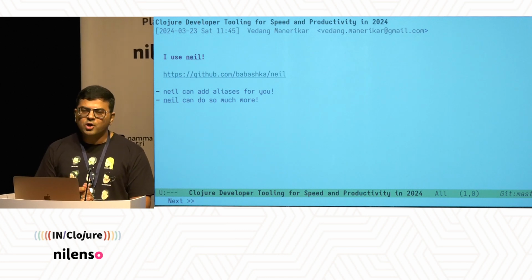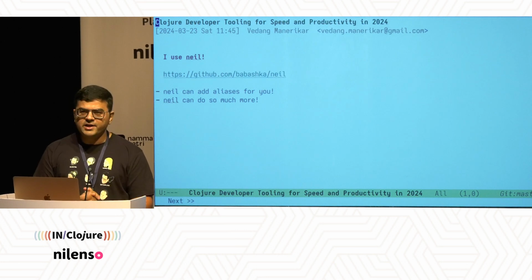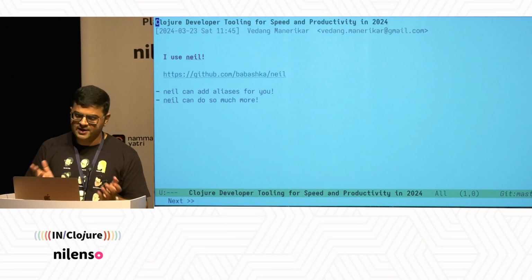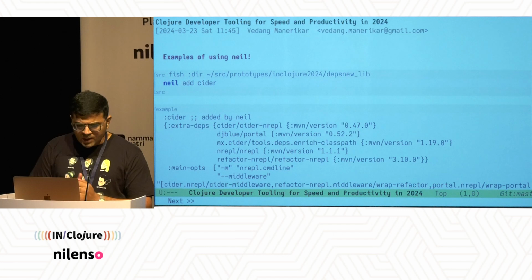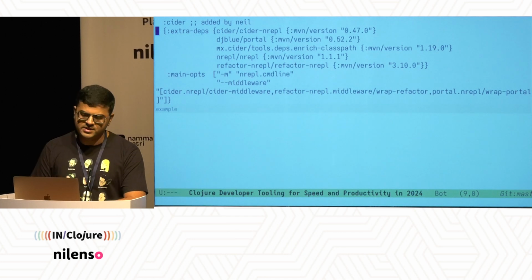It's a very small project compared to all the other amazing things that he has done. But it's very, very useful, and I recommend it to everyone. It can add aliases for you. So this is an example of me adding my cider alias. I just say Neil add cider, and it adds this to the project at the right place, right?